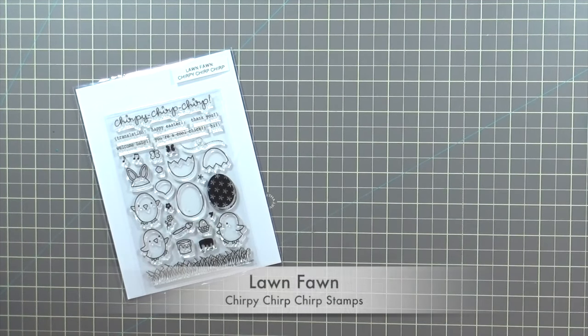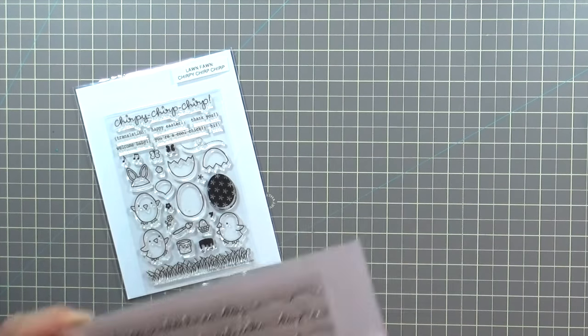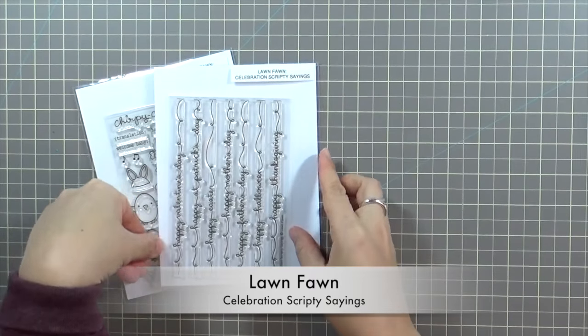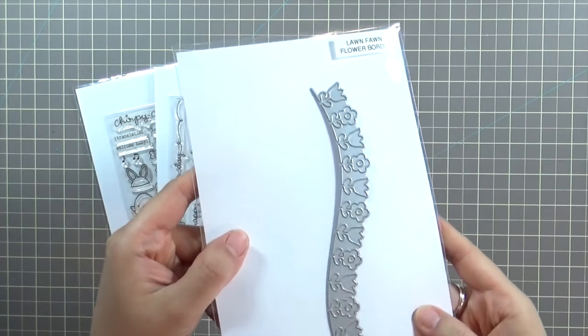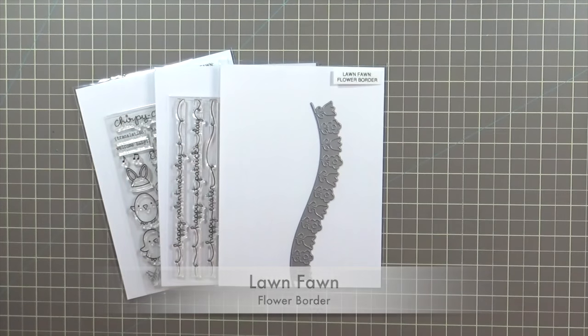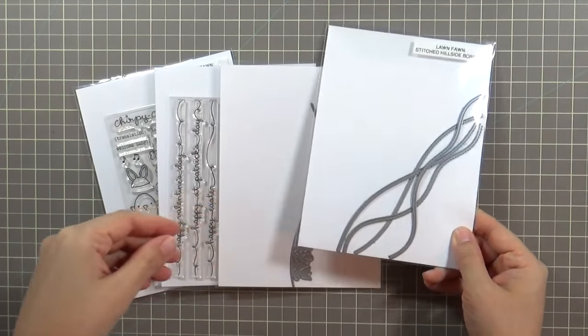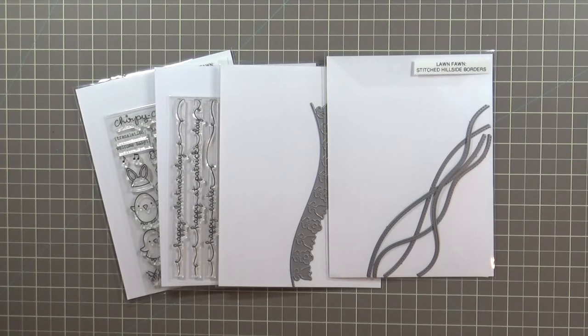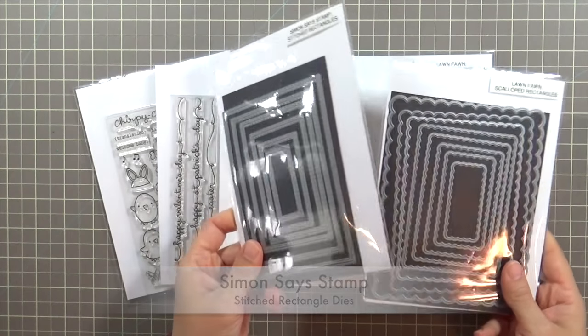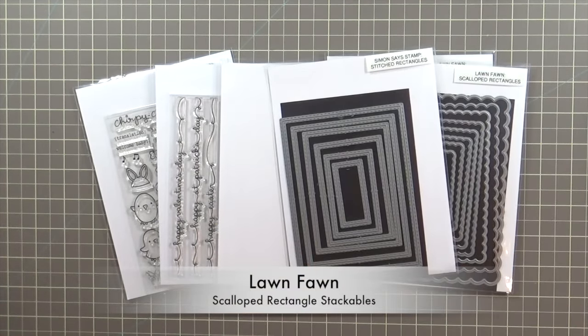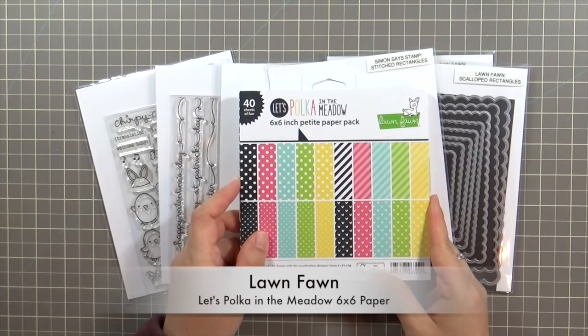I'm using a ton of Lawn Fawn products for the card. So I'm using the Chirpy Chirp Chirp stamp set, the Celebration Scripty Sayings, the flower border die. These are all pretty new, I think, this year. I have the stitched hillside borders, which I actually didn't use in the card, but I took them out just in case. And then my favorite stitched rectangles from Simon Says Stamp and the scalloped rectangle stackables from Lawn Fawn.